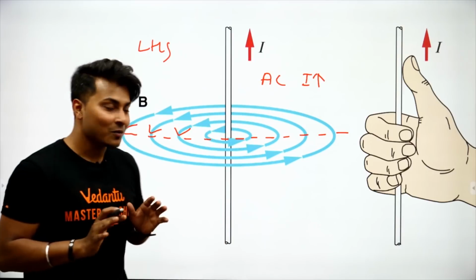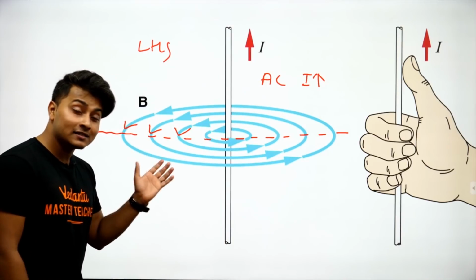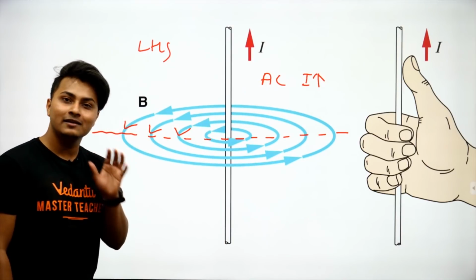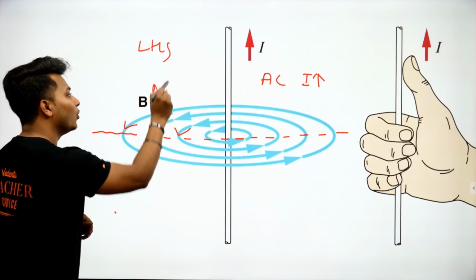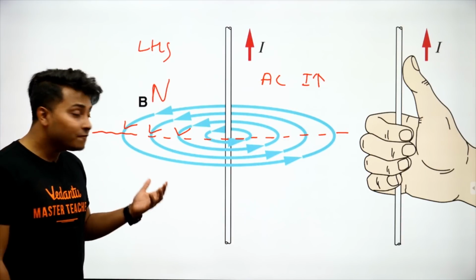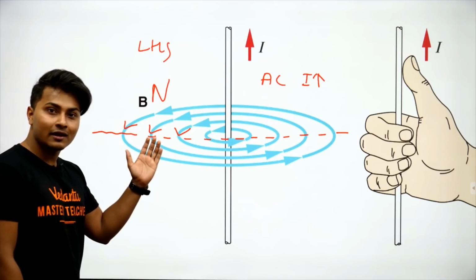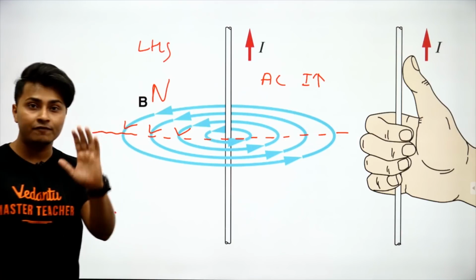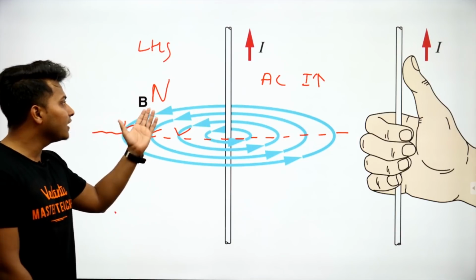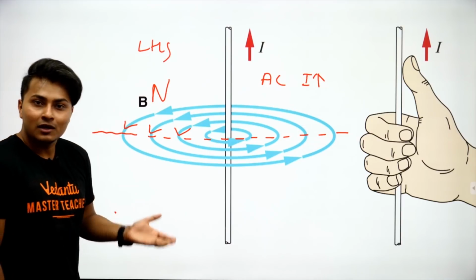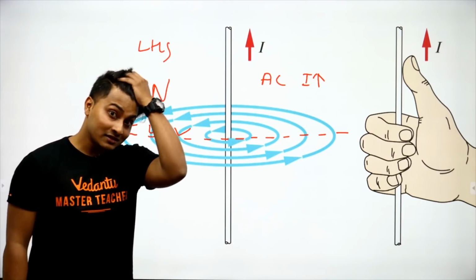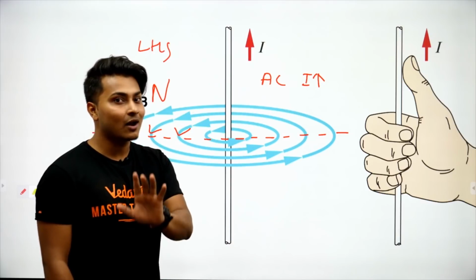Think and tell me now, can this particular left hand side be denoted or represented as a north pole? Yes or no? Obviously yes, because the magnetic field looks like it's emerging out from here, coming out from here. So we have noted that the left hand side can be a north pole. Similarly, if you understood that, now it is pretty easy.